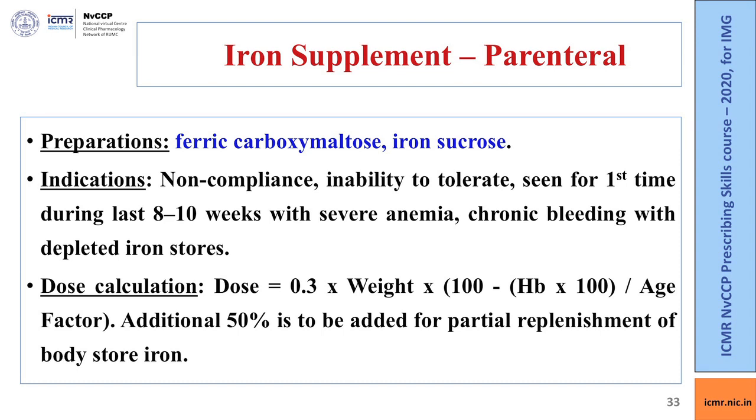Before administering any of the above parenteral preparations, keep in mind that you need to calculate the dose of parenteral iron using the following formula: 0.3 x W x (100 minus hemoglobin x 100 divided by the age factor), where W is the patient's weight in pounds, and hemoglobin is the observed hemoglobin concentration in percentage. An additional 50% is to be added for partial replenishment of body iron store.